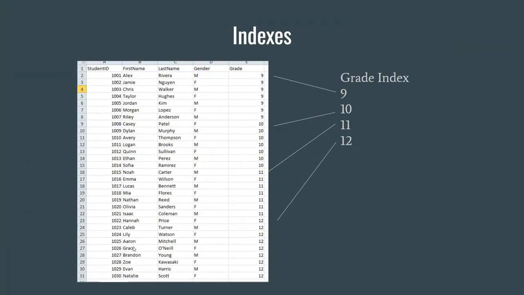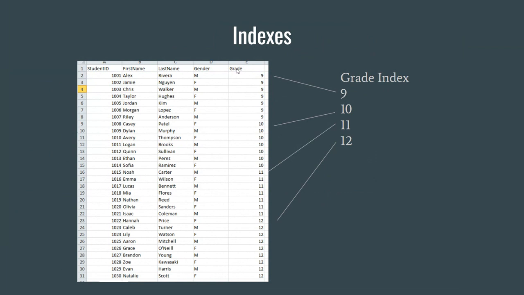So this is our student table, right? And it would be really common for me to want to query and say, show me all the ninth grade students or show me all the 10th grade students, right? So the index is sort of like a separate hidden table that takes the number 9 and tags all the students with the number 9 to that record.